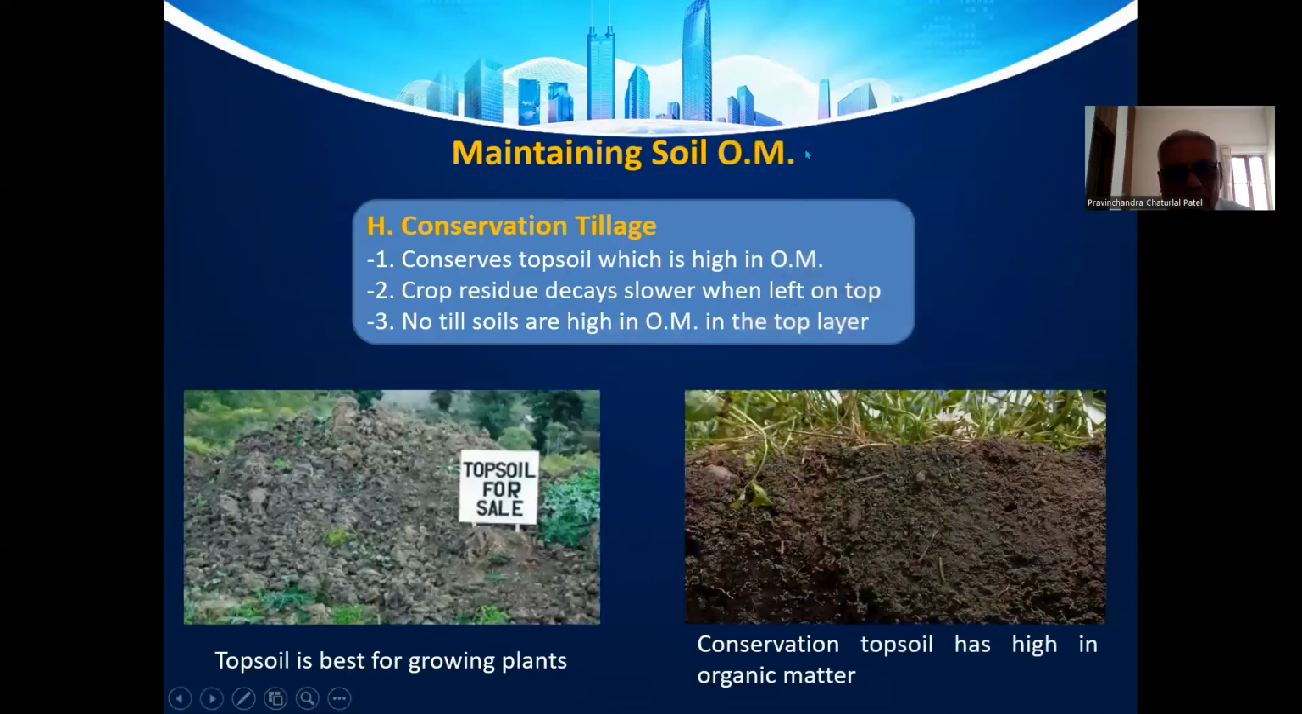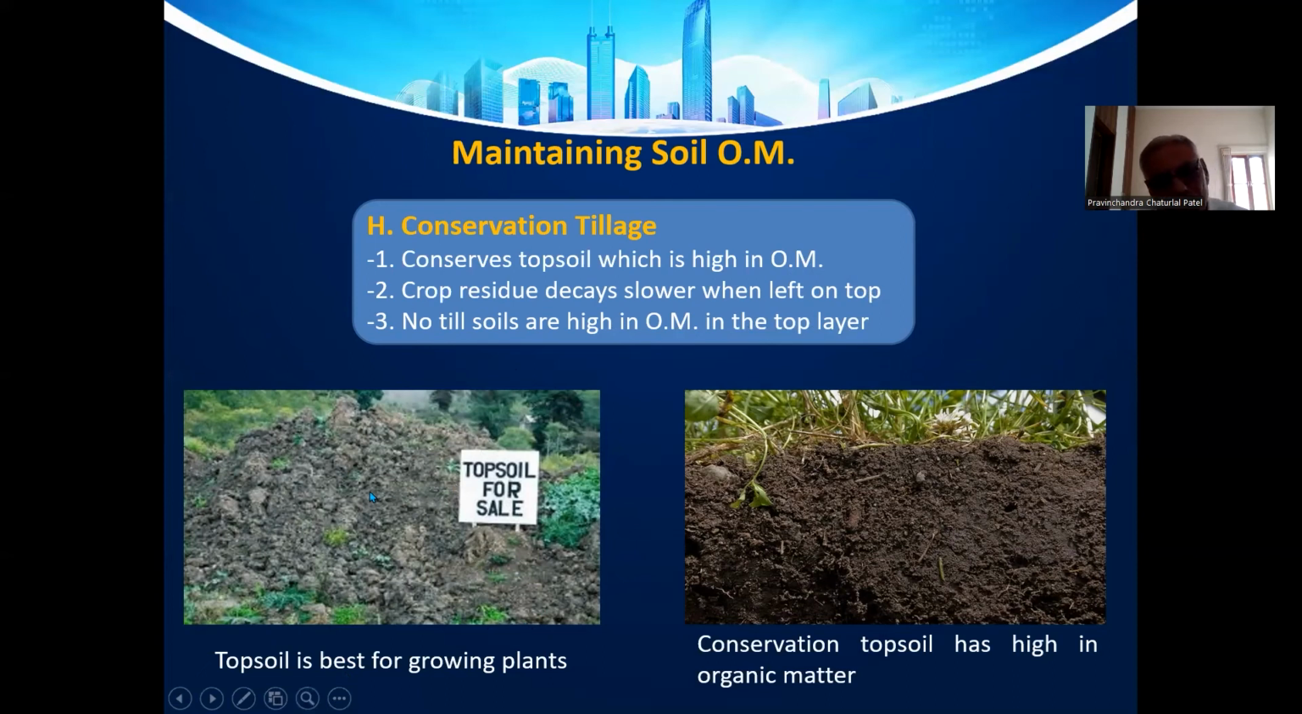Then maintaining soil organic matter. So conservation tillage conserves topsoil, which is high in organic matter. We remember that topsoil is high in organic matter. Then crop residue decays slower when left on top. The crop residue on the surface of the soil requires more time to decay. No-till soils are high in organic matter in the top layer. So topsoil is the best for growing plants.